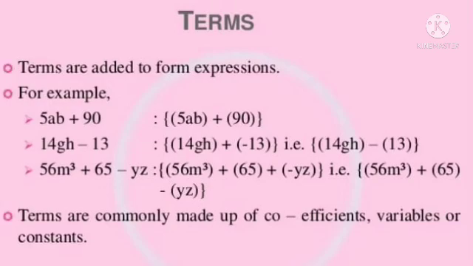Terms. Terms are added to form expressions. For example, 5ab plus 90, 14gh minus 13, and 56m cube plus 65 minus yz. Terms are commonly made up of coefficients, variables, or constants.